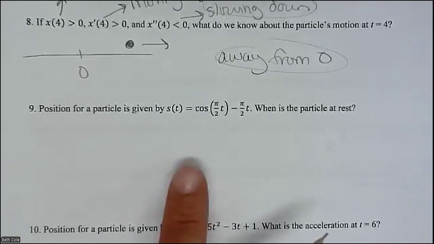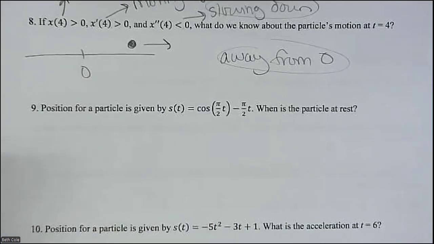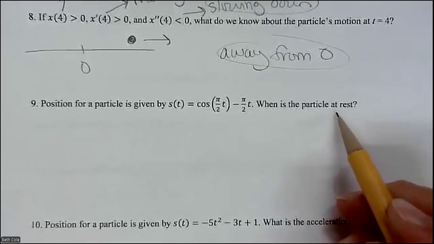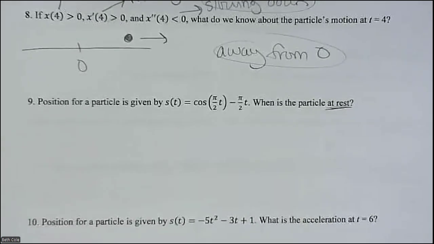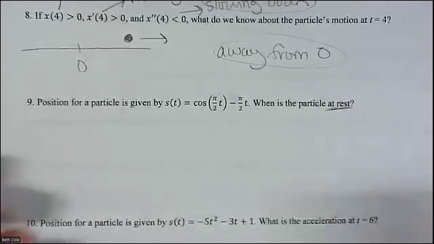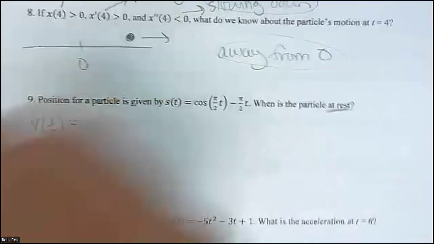All right, what did they give us for this one? They gave us position. All right, so they gave us position. They want to know at rest. So what does that mean? Velocity is 0. So we're going to have to get our velocity.